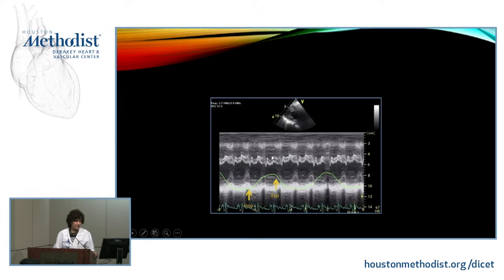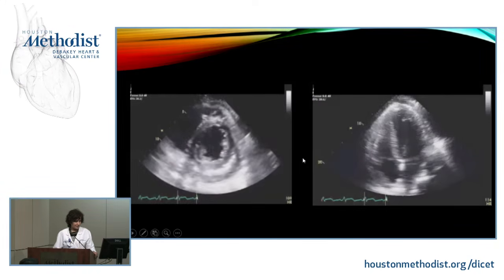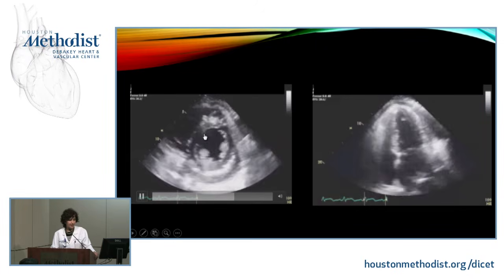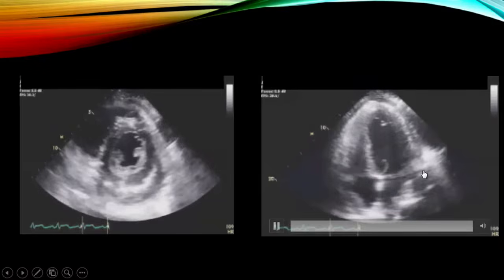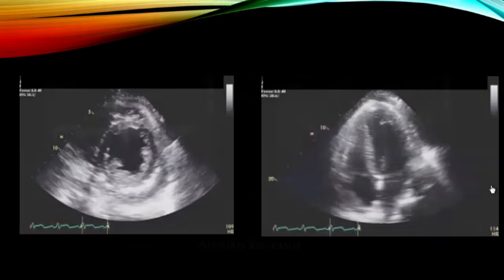And then again with expiration, you see the septum moving. So this is your classic septal shuddering. With inspiration, the septum moves here. With expiration, now you're seeing it move back. Again, you can see the septal bounce seen here. This is your classic finding.